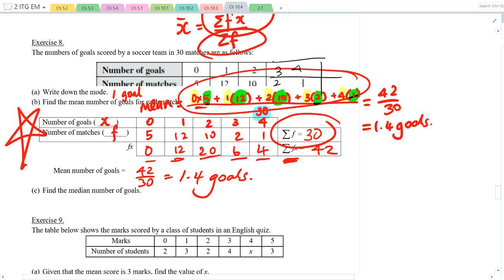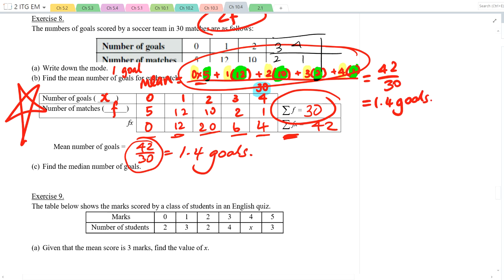Minimum information I require will be a fraction showing numerator and denominator. Denominator easy, just the total frequency only. Numerator, something times something plus something times something plus something times something, so on and so forth, until every piece of data is accounted for.